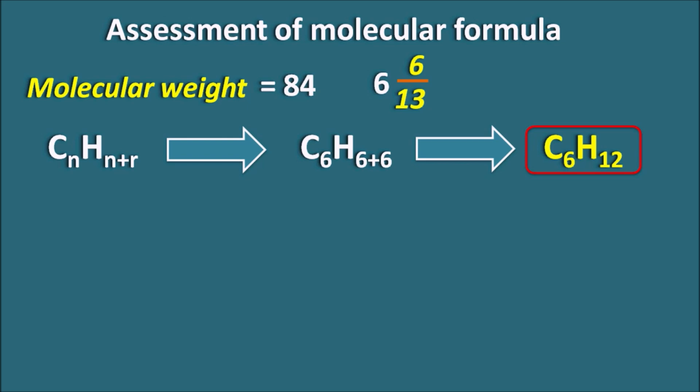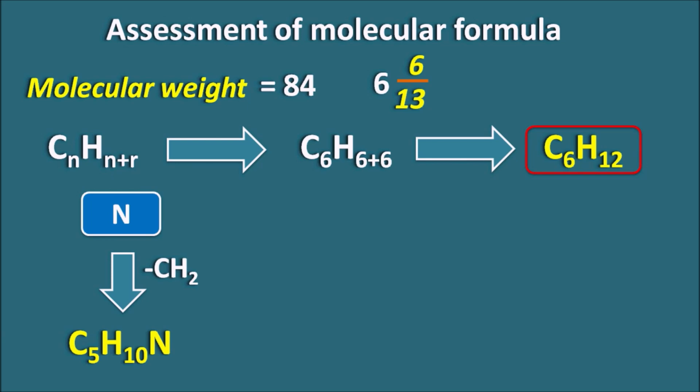So when we know the molecular weight of an unknown compound, we can easily write its molecular formula by using the rule of 13. And suppose the compound has a heteroatom like nitrogen, then what will be the molecular formula? Because nitrogen has an atomic weight of 14, in order to add the nitrogen, we have to deduct CH2, because carbon is 12 and hydrogen is 2, so the total is 14. So we add the nitrogen and deduct the CH2 from this molecular formula, so it will be C5H10N. From C6H12, we have deducted 1 carbon and 2 hydrogens, and we have added 1 nitrogen. So the molecular formula will be C5H10N.